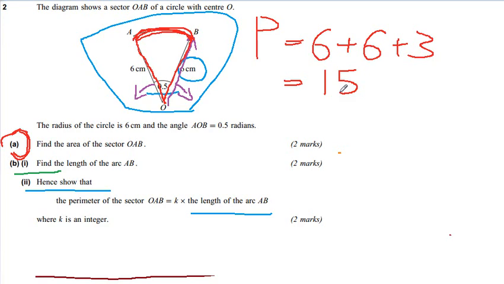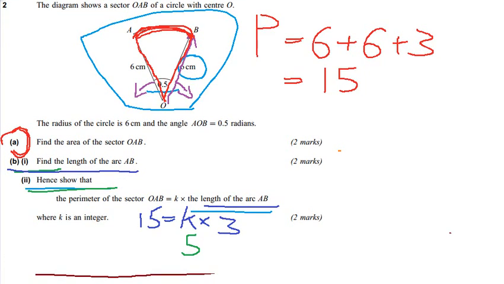Okay, so we need to then show that 15, the perimeter, is equal to k times the length of the arc AB. Well, the length of the arc AB is 3. We just worked that out. That was question B, part I. So in this case, what is k? Well, k is obviously 5. Because it's a show that, we need to show that.